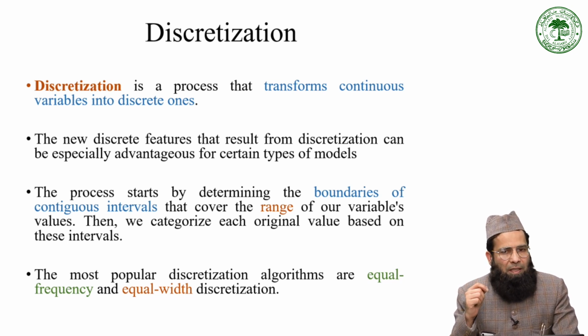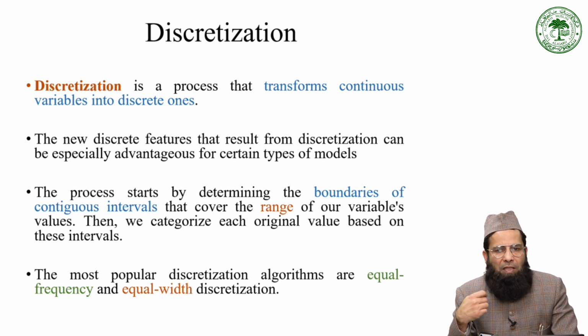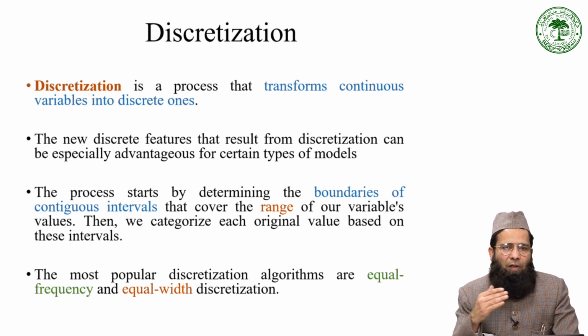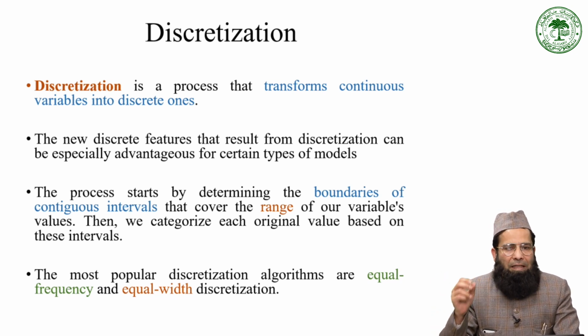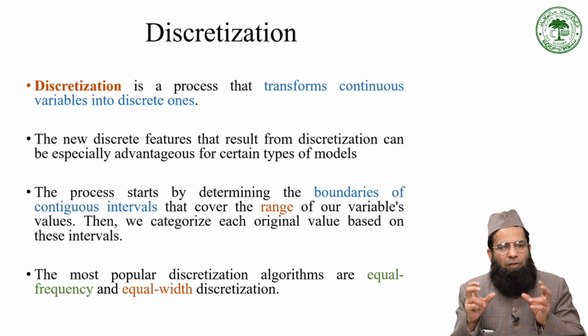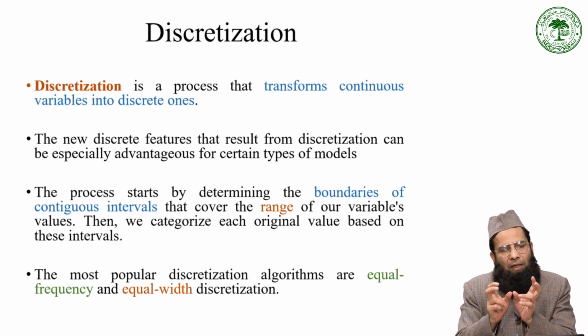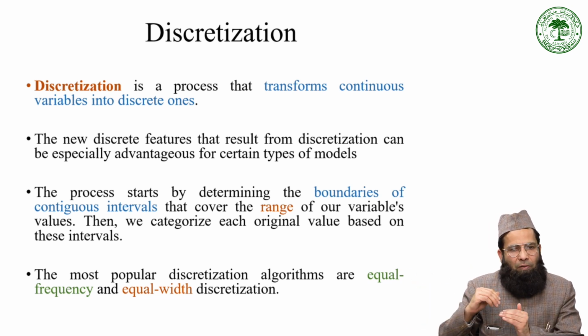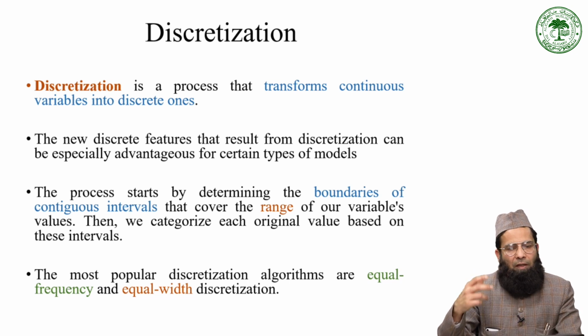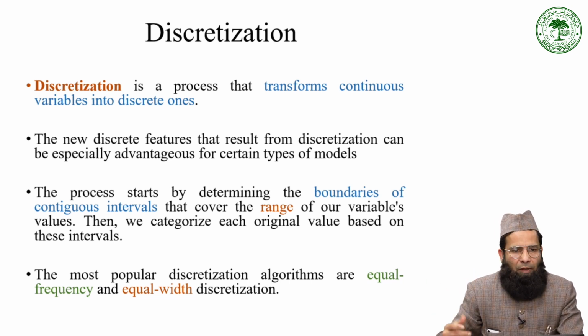So how is discretization actually performed? The process starts by determining the boundaries of contiguous intervals that cover the range of our variable's values. Then we categorize each original value based on these intervals. So we need to create different bins, and on each and every bin we'll find the relevant values.